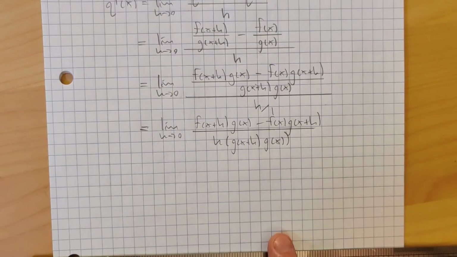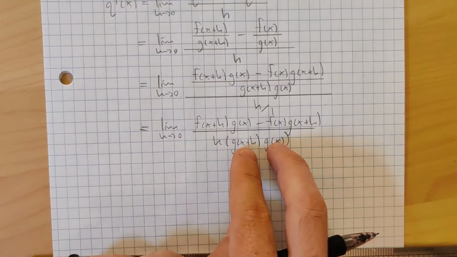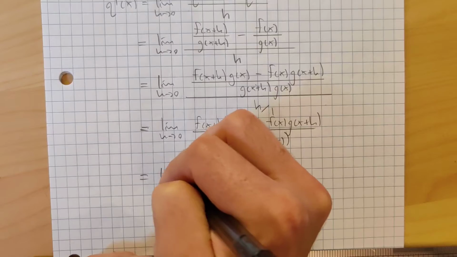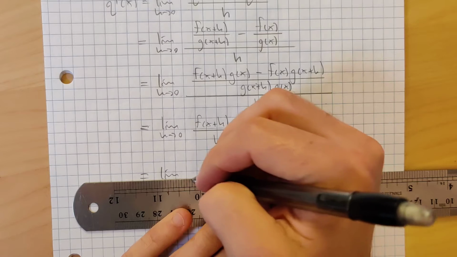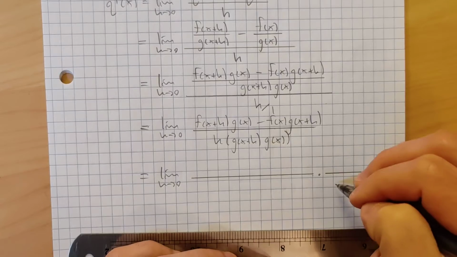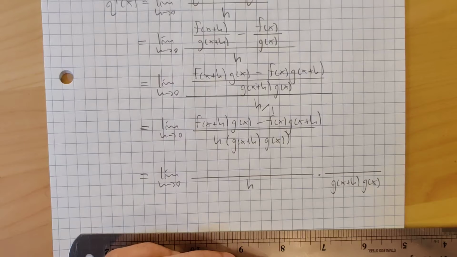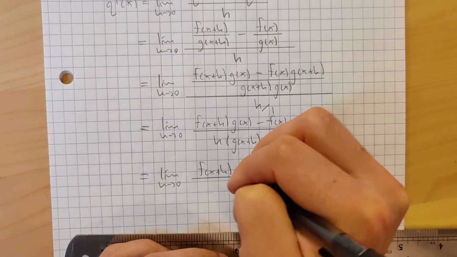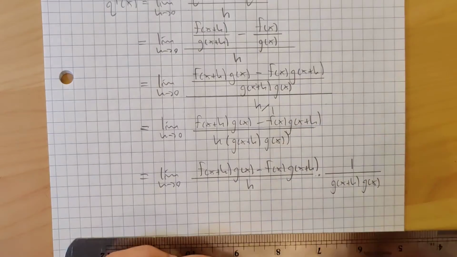Okay, so now what I'm going to do is I'm actually going to move these two g's out here. So I'm going to separate this into a product of two things. And I'll show you why I'm going to do that in a sec. You'll see. It's going to be the product of this guy and this guy. So I'm going to move the g of x plus h and g of x over here, and just leave the h here. And I'm just going to put a 1 here and leave the numerator up here. So f of x plus h, g of x minus f of x, g of x plus h.